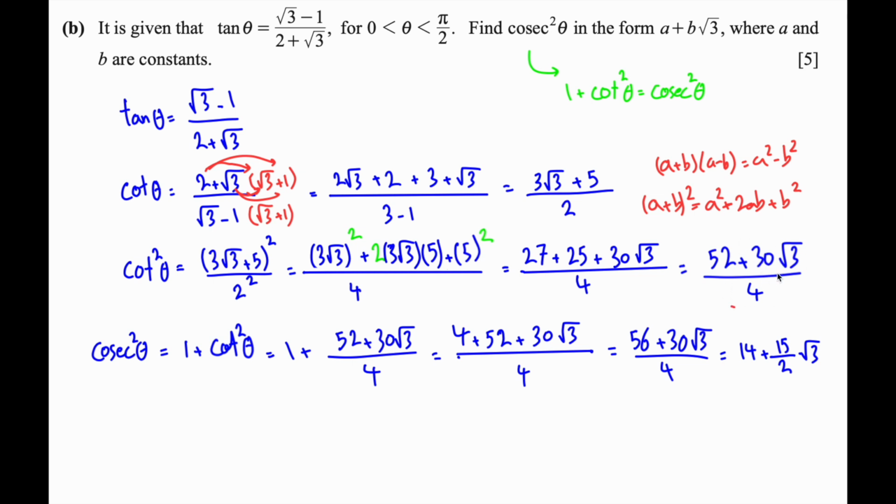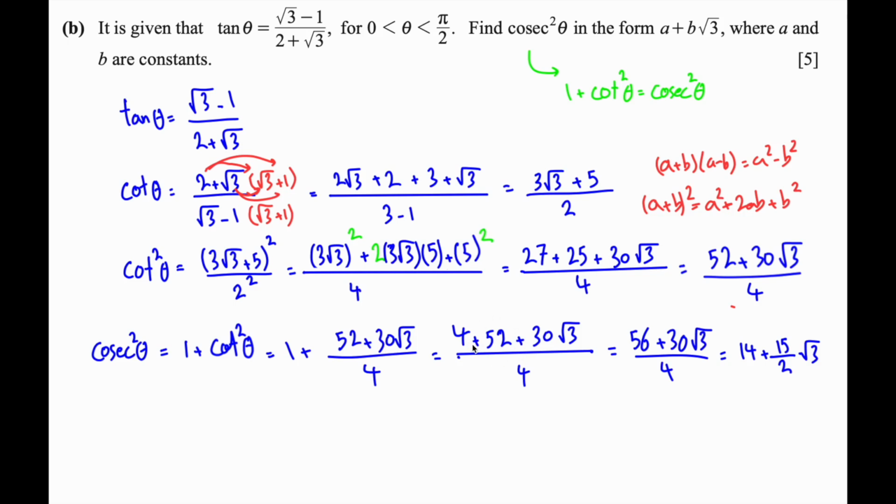Now this is cotangent square theta. So if I just add 1 to this, I get cosecant square theta. And that's what I was aiming for right from the beginning. So I'm just going to go ahead and add this to 1. And over here, 1 is basically 4 over 4. And that's why you see the 4 right there.